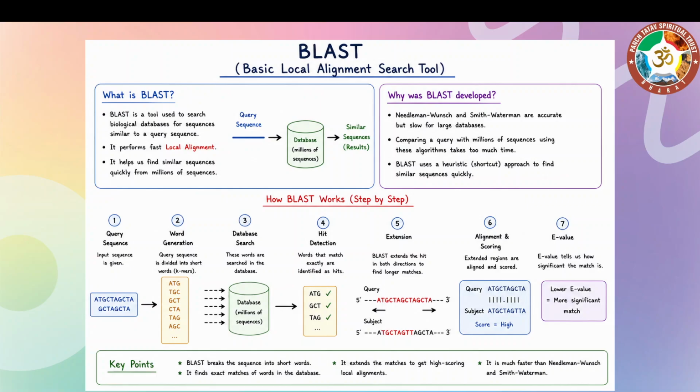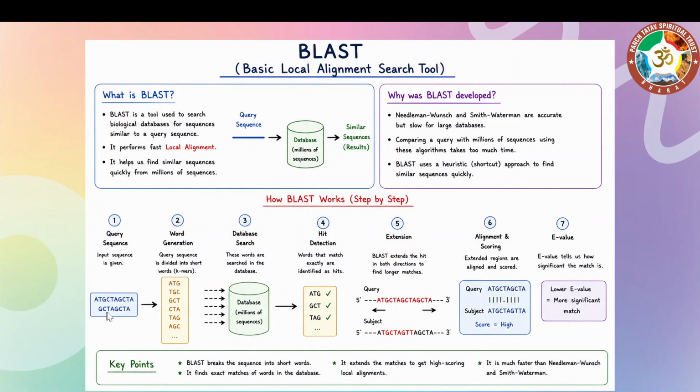As we know, Smith-Waterman and Needleman-Wunsch compare the entire sequence, whether it's local alignment or global alignment. There is a complete alignment. So BLAST uses a shortcut. And what is the shortcut? Instead of comparing the entire sequence immediately, BLAST first searches for short exact matches. And these short exact matches are called words. What are they called? They are called words.